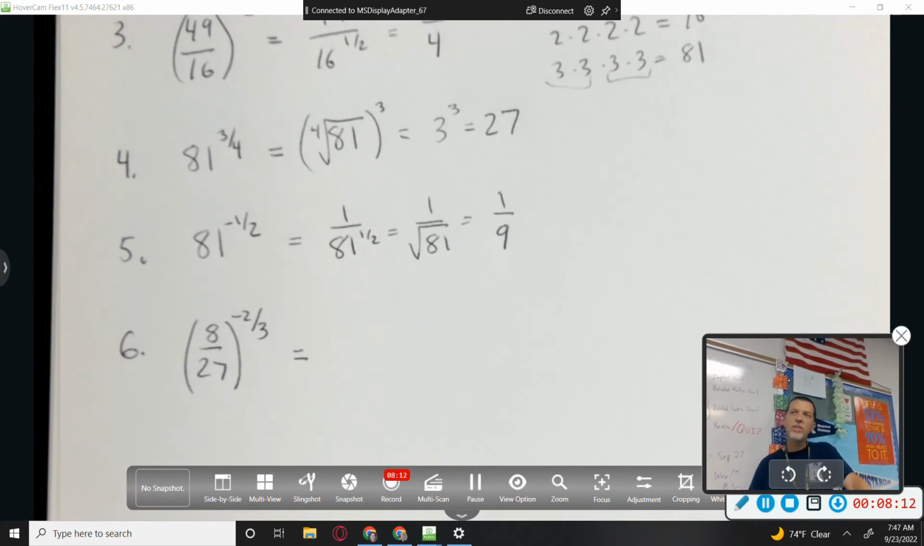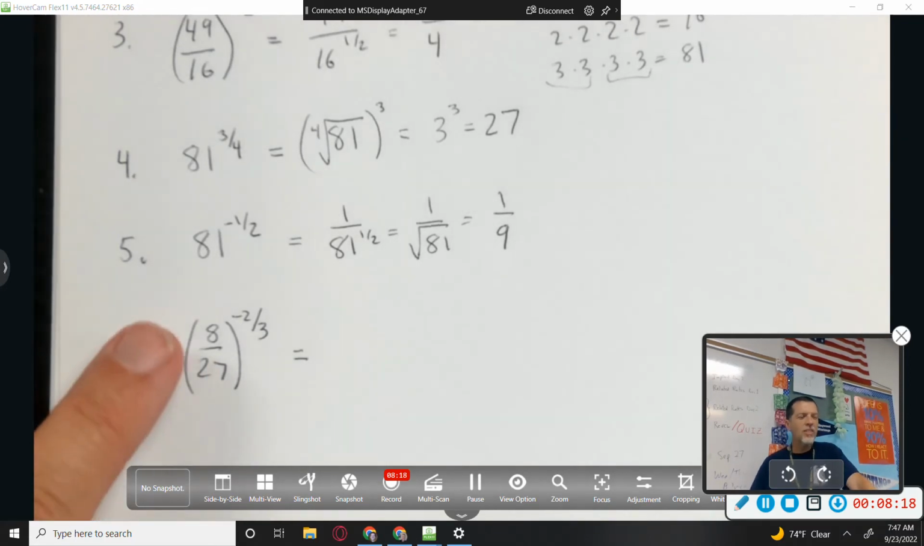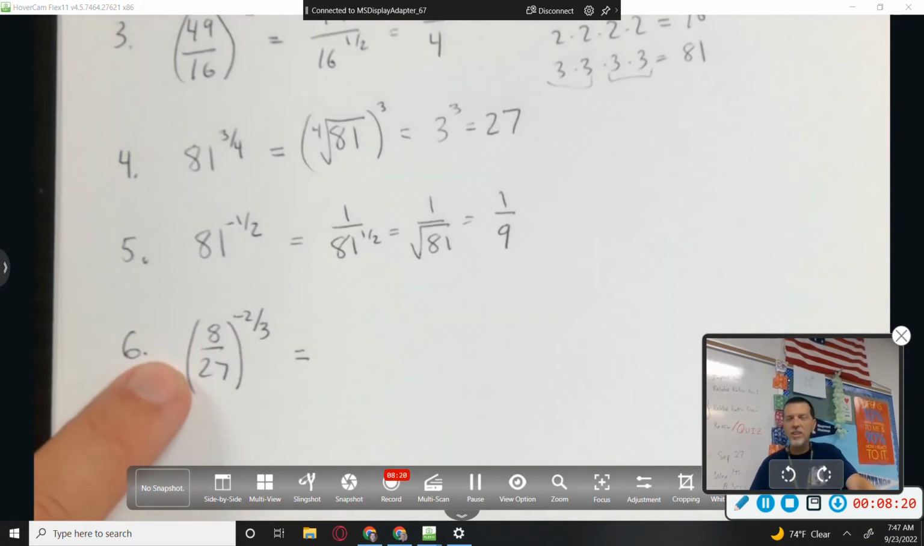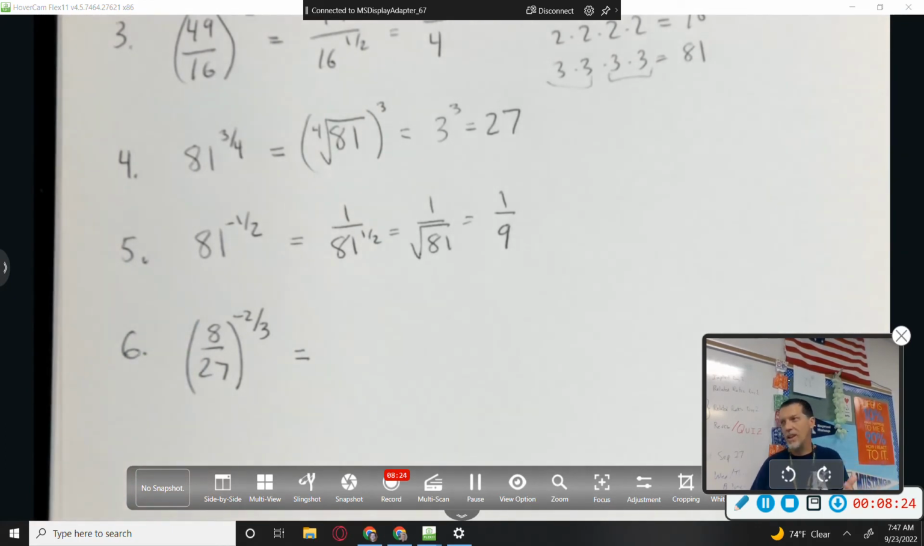8 over 27 to the negative 2/3. Okay, that's as hard as they can get, because we got a fraction, and then the exponent has a negative number, a numerator, and a denominator. So there's like 4 things trying to go on here. So slow down on this one. Don't do all of this one in your head, Gregory. Sorry, that's for you.